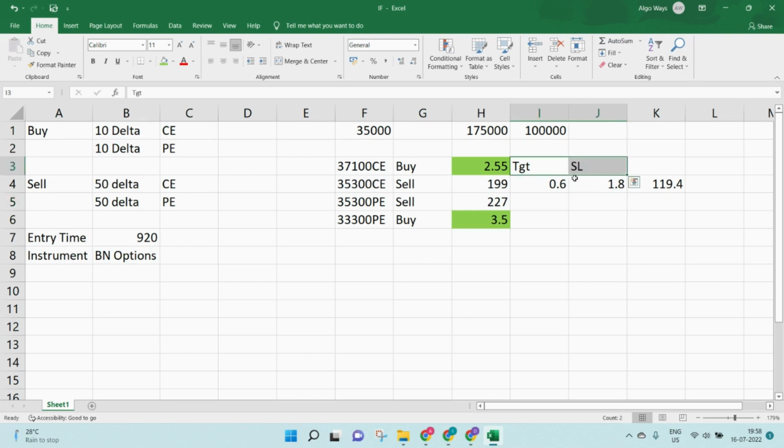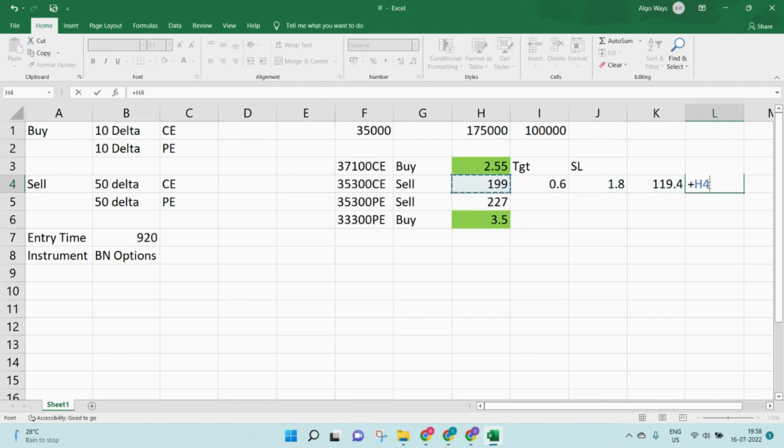Don't get bothered about that target is 0.6 and stop loss is 1.8. This is a way of adjustment and staying in the market without going too much into negative during the intraday. So our stop loss in this case will be 199 into 1.8.